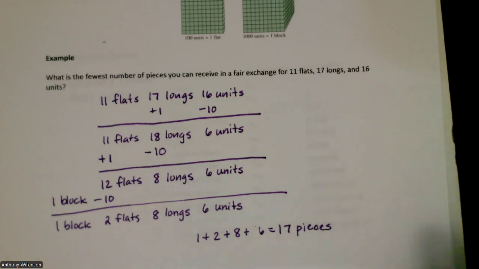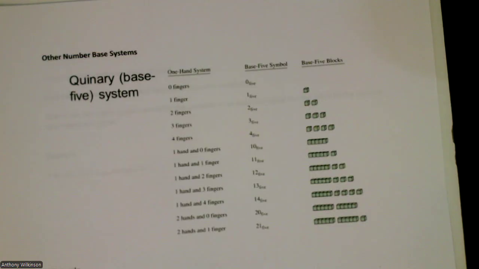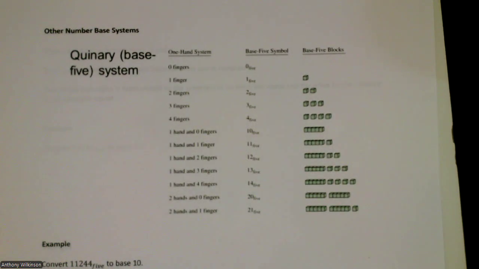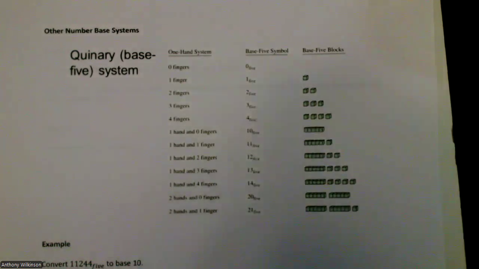Okay. Now let's look at other number-based systems, like the quinary base 5 system. So here's what we have here.